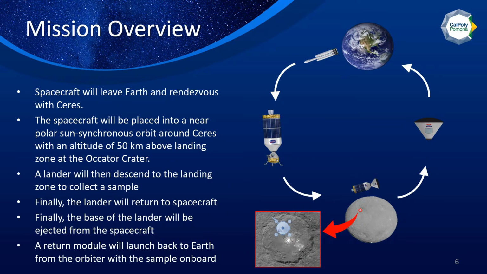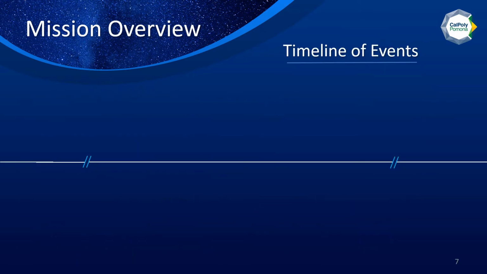Now that the requirements have been stated, we can now proceed to assess the mission overview. This simple diagram shows the basic stages of the mission. The spacecraft will first launch from Earth, then rendezvous with Ceres. This will put it in a sun-synchronous polar orbit with an altitude of 50 kilometers. When the lander is directly over the Occator crater, we will release a lander with a sample collector down to the surface. Once the samples have been collected, the lander will ascend and rendezvous with the orbiter. The base of the lander will then be let go, and the return capsule, pictured to the right, will launch from the orbiter back to Earth with our samples.